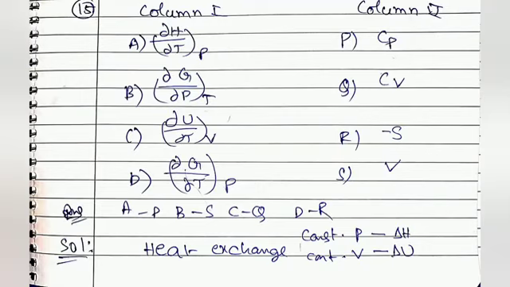Next one is from thermodynamics. Matching question they have given. Cp, Cv, entropy and volume they have given. So heat exchange at constant pressure is, we know it is delta H and constant volume is delta U. Based on the known things, you can match this question and here is the answer.